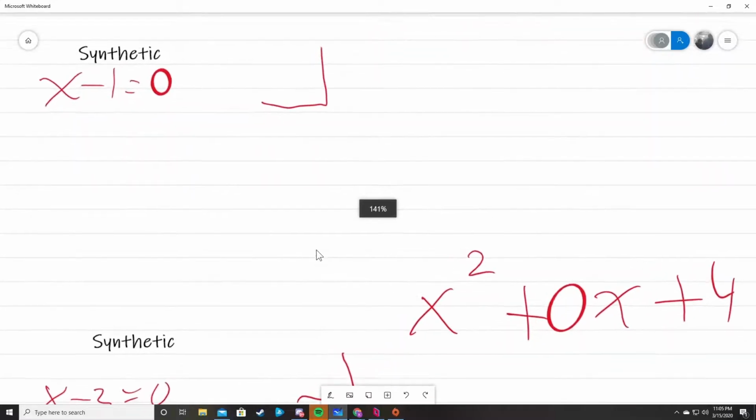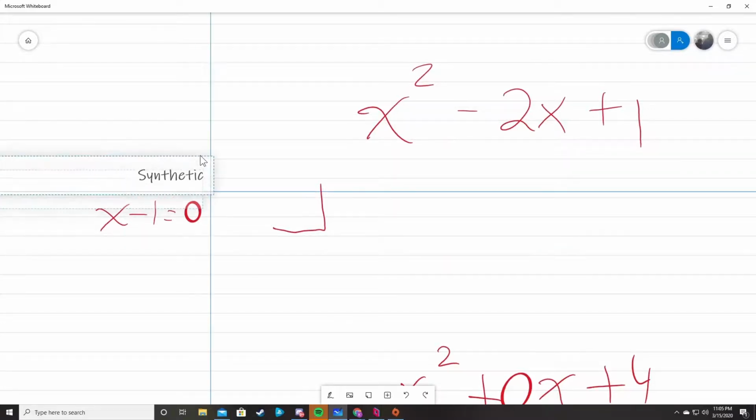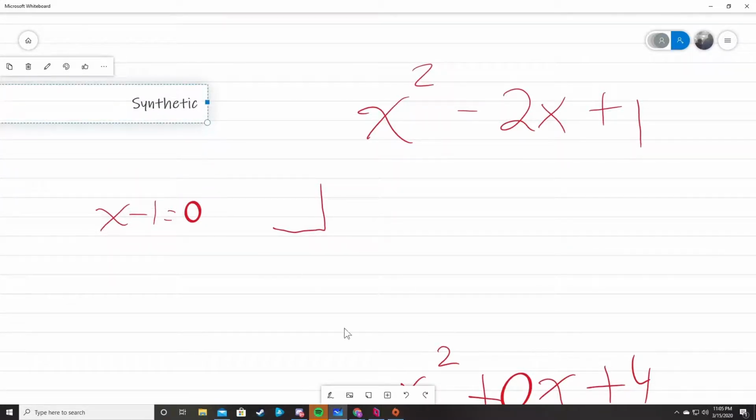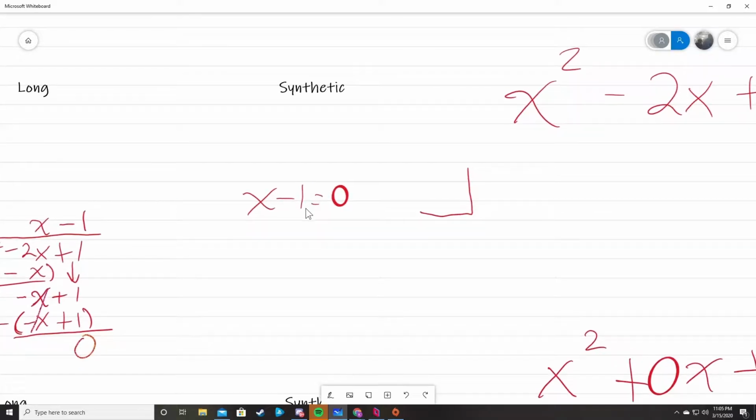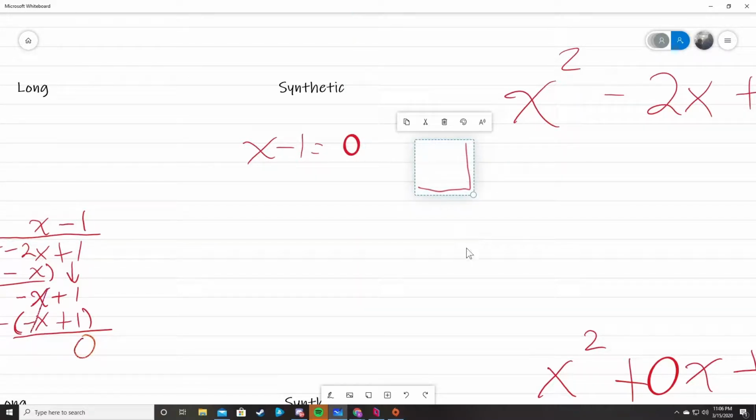Alright, so in order to do the synthetic division process, we do have to make sure that we set up a couple things first before we do it, okay? So let's move some of this stuff up. First off, we are going to need to find the 0 of our divisor.